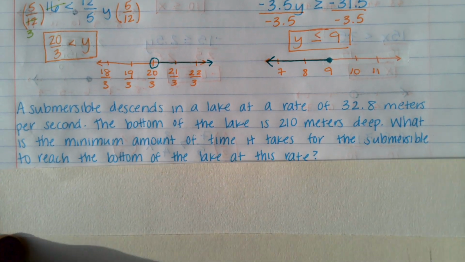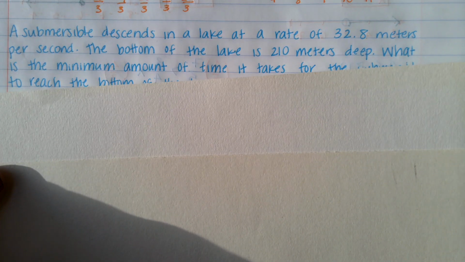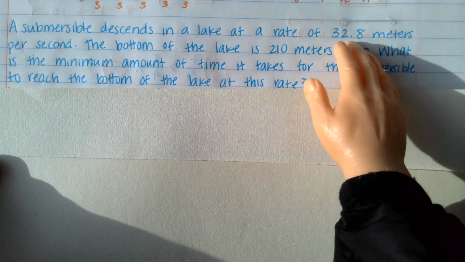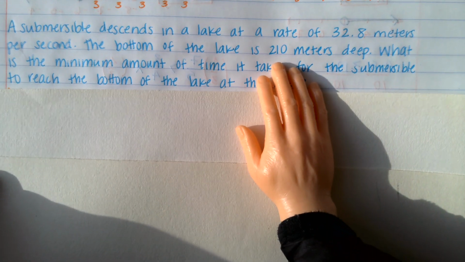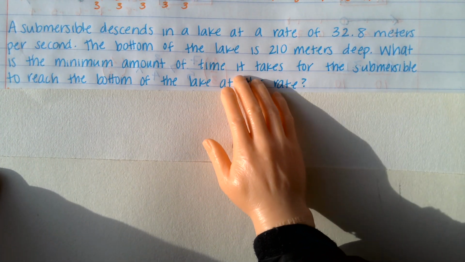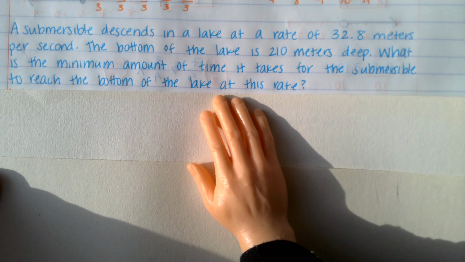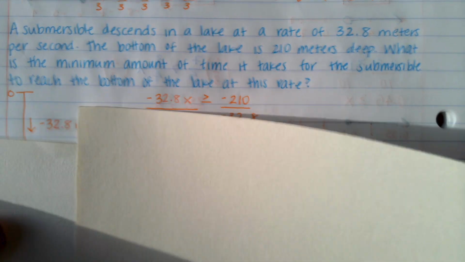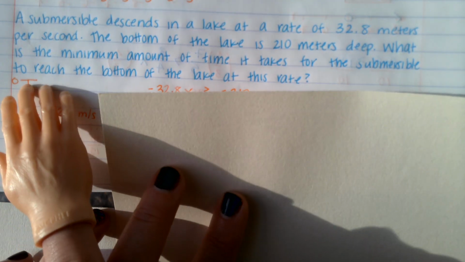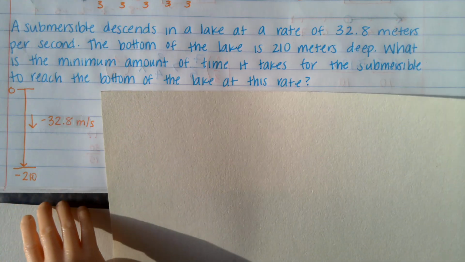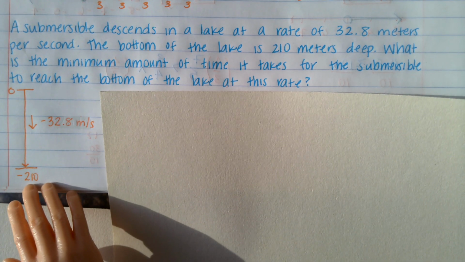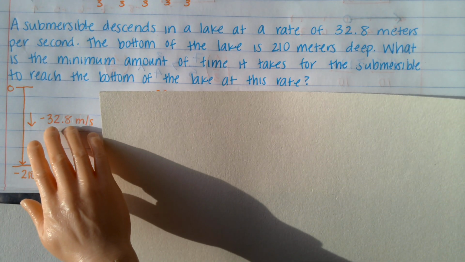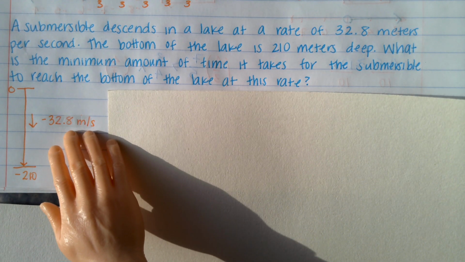This last one says a submersible descends in a lake at a rate of 32.8 meters per second. The bottom of the lake is 210 meters deep. What is the minimum amount of time it takes for the submersible to reach the bottom of the lake at this rate? So, if I draw out what is happening, I have starting at the surface and then going down 210 meters, so that means it is a negative 210. And it's moving at a speed that is descending, so it's going down, or negative, at 32.8 meters per second.